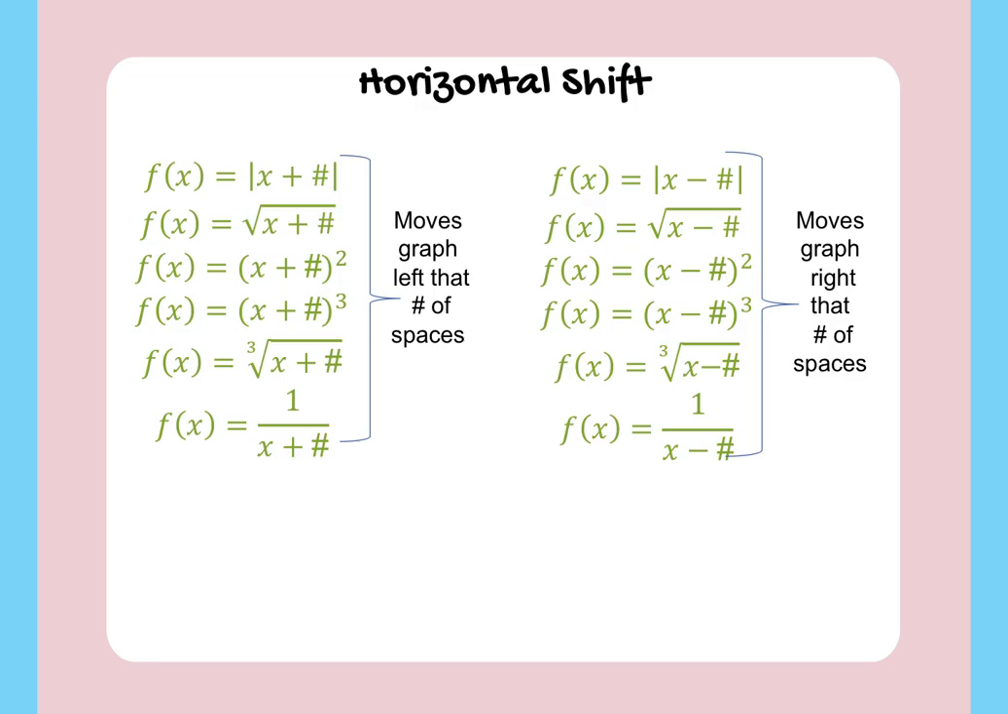Then we did our horizontal shift, and this happens inside the absolute value, or inside the square root, or inside the parentheses, and this causes a shift right or left, opposite of what your brain thinks. So if it's positive, we go to the left, and if it's negative, we go to the right.